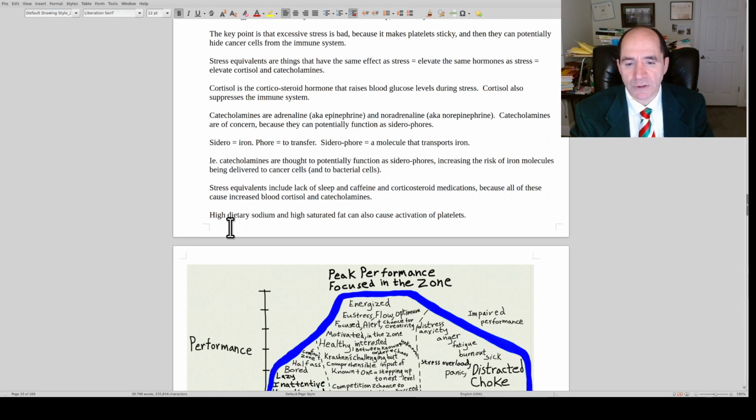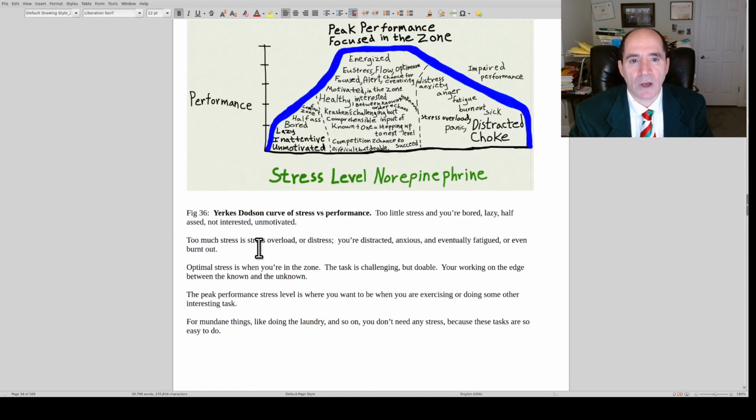And then also, here's another screw job: high dietary sodium and high saturated fat both can cause activation of platelets, okay? So what kind of a stupid meal would that be? Like, let's say, I used to think eating pizza was great because it tasted good, but look at that. You got tons of saturated fat and you got tons of dietary sodium. Not good.